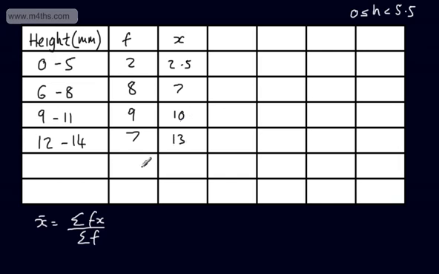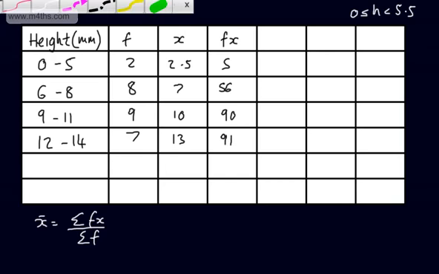So what we now need to do is multiply these two. So what I'm going to have is fx, and this is my column right here. So if I multiply these two, that's going to give me 5, that will give me 56, that will give me 90, and that will give me 91. So let's look at some totals.